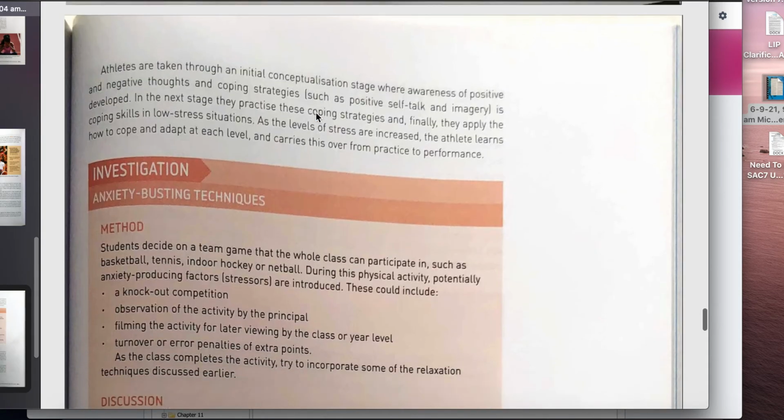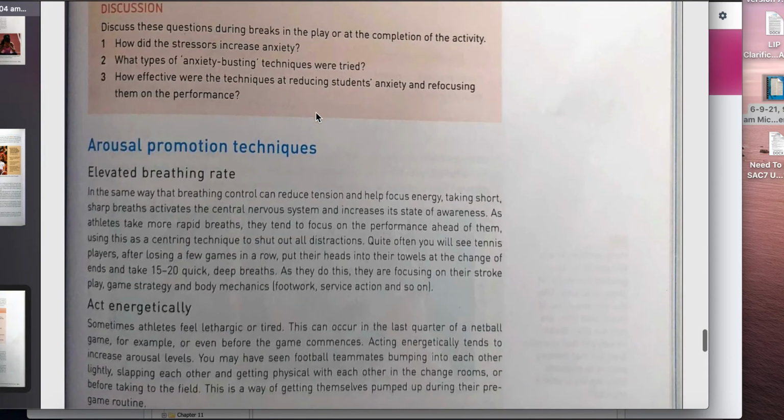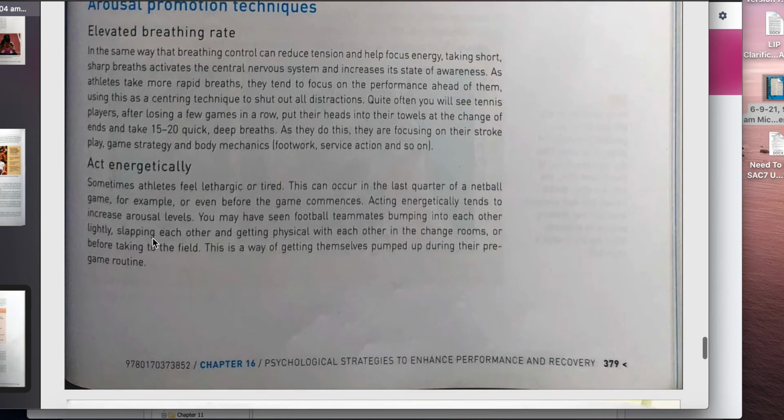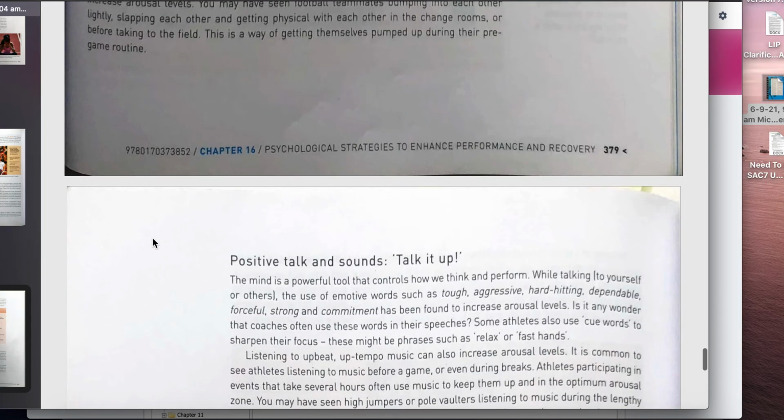However, you might actually seem to be under aroused, and one of the ways that you can pump yourself up is to elevate your breathing rate. So take a few quick deep breaths and try and bring that heart rate up. Or maybe just jump around a little bit and yell nice and loud to act energetically. That will get the blood flowing and pumping and have some adrenaline be released inside the body.